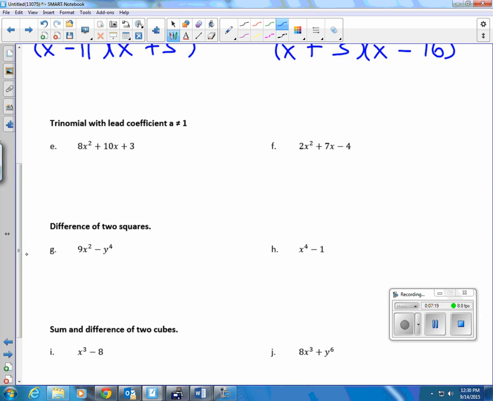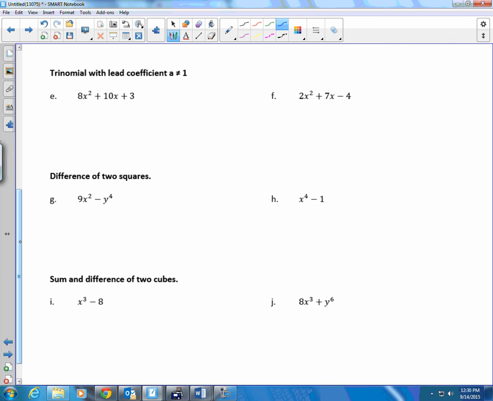Okay, well, what if the front coefficient isn't 1? Because those were pretty straightforward. You guys remember those. But what if we got an 8? Ugh. Common factor? No. Well, you got two options, guess and check or AC. I'll do guess and check first.